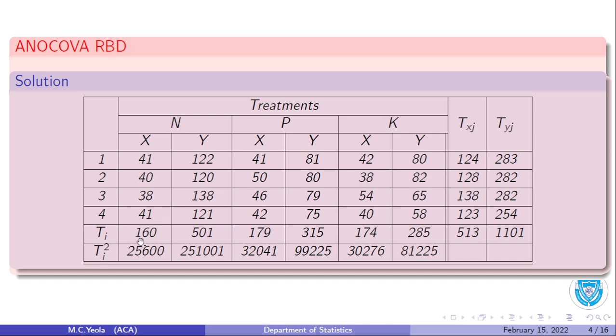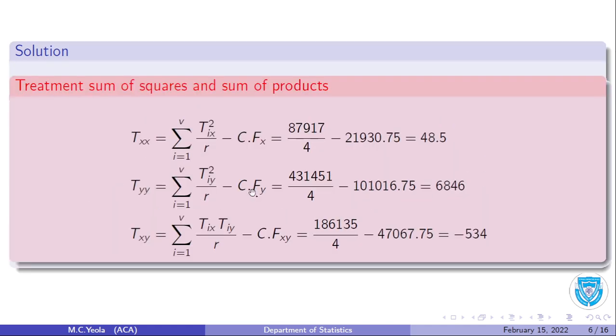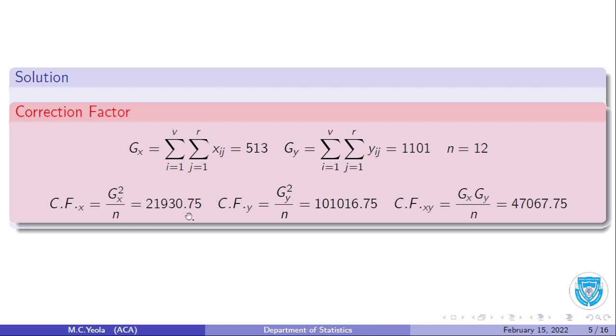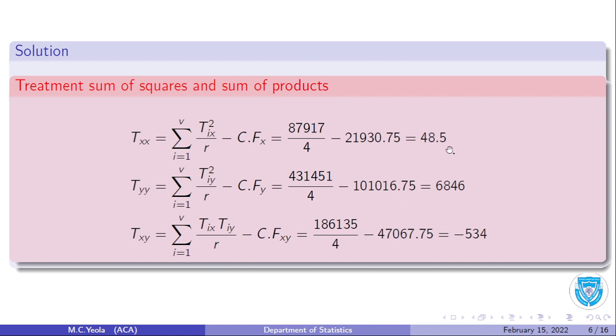So we have this 160 square, 179 square, plus we are adding that, means this value, 25600, plus this 174 square is this value. So add these 3 values, this 1, 2 and 3, we get this summation here, divided by 4. So divided by 4, because when we obtain this Tix, this sum, we are summing 4 observations. So divisor is 4 here, minus CFX. CFX just now we have obtained, that is 21930.75. So we have written that here and taken the subtraction, we get this value.